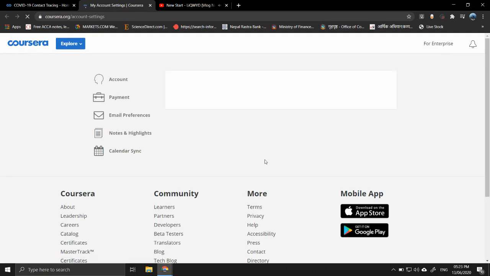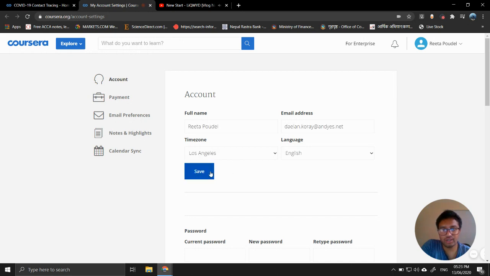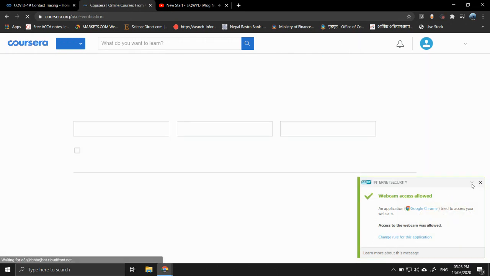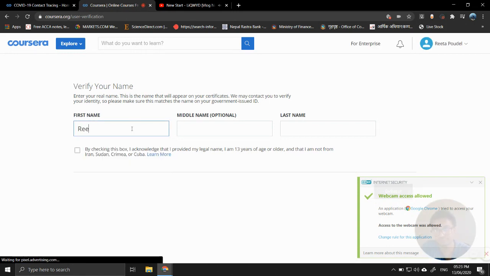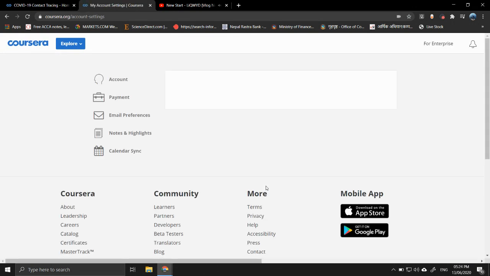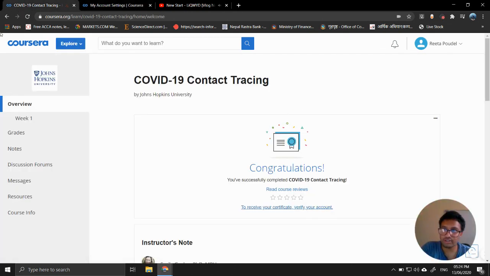But first of all, verify your account. If you have already done it, you don't need to worry about it. Just click on submit. Once the name is verified, you can get your certificate. There are two ways of getting it. As you can see over here, your certificate should be ready.